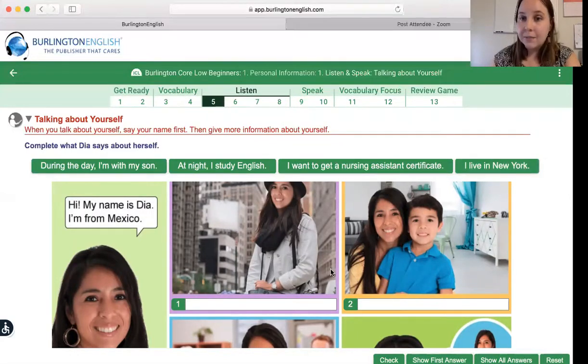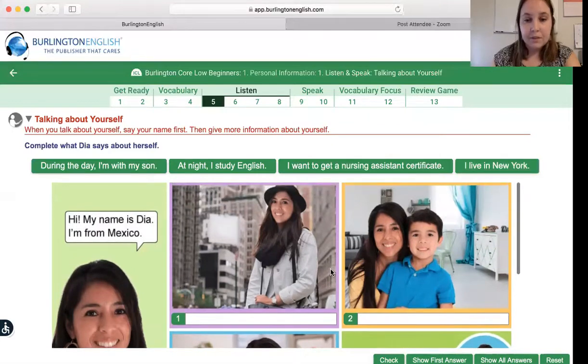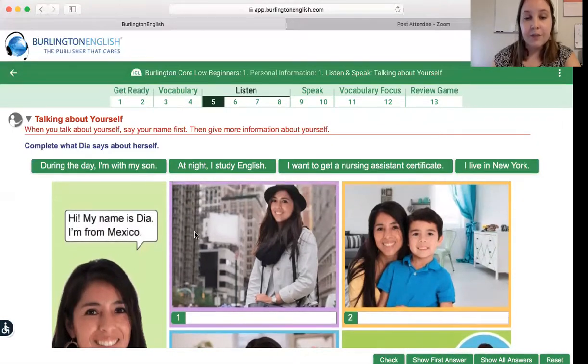So let's look at these pictures. This first picture is a picture of her in the city. Which of these sentences describes this picture? Good. I live in New York. So she told us where she is from, and she told us where she lives now.